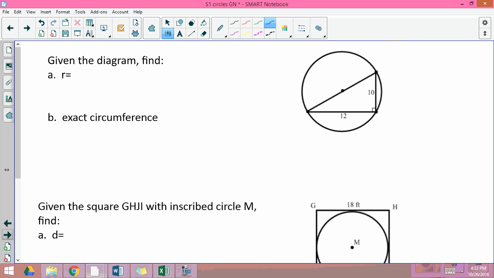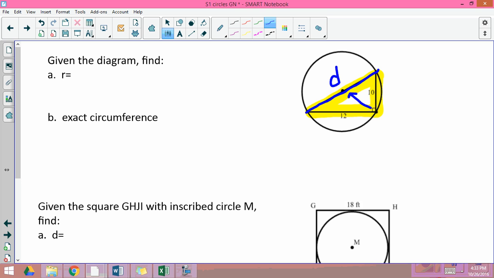So if we look at a couple of examples, like this one, given the diagram, find the radius and the exact circumference. Well, at first glance, it doesn't seem like we know anything about the circle, but if we look carefully, we have this really interesting right triangle inside of our circle. And if we have a right triangle, we can use the Pythagorean theorem to find the hypotenuse, which also happens to be the diameter of our circle.